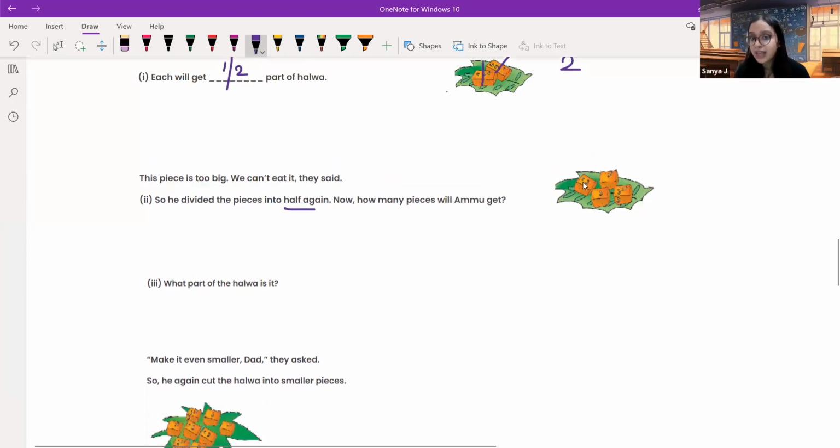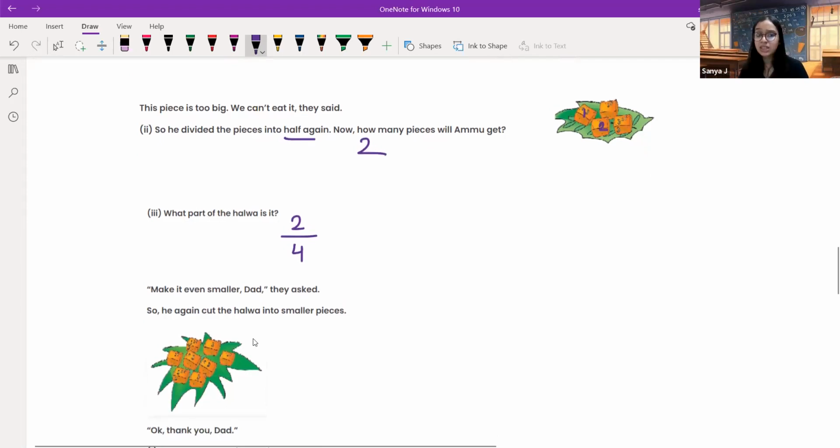Okay, Amu gets one, two. Two pieces. Amu gets two pieces. Okay, and what part of halwa is it? It is two parts out of four equal parts. So we can say it's 2/4 of the halwa. Correct? Okay. Now the kids say, make it even smaller, Dad.